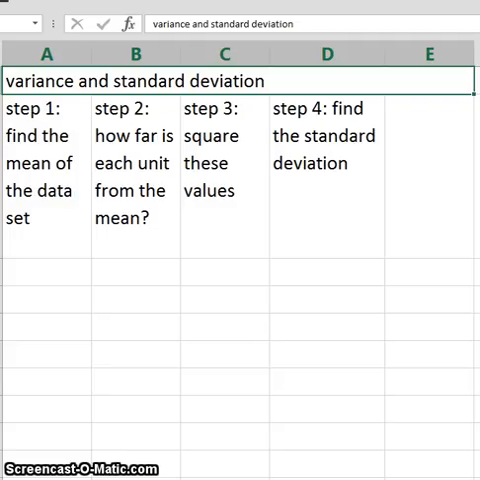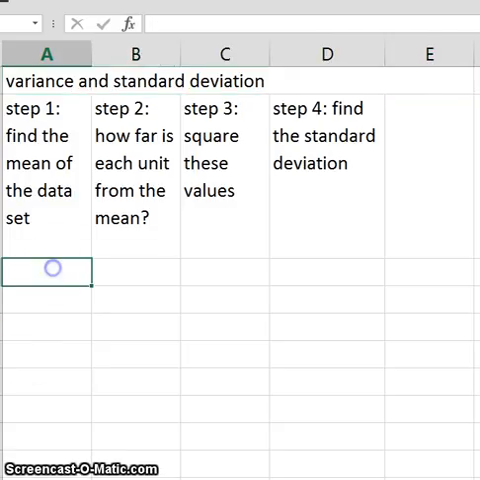Variance is a measure of how far each unit is from the mean in a data set. And the standard deviation is the square root of the variance. And this is a measure of the average variance in the data set. So let's get started by creating a data set.